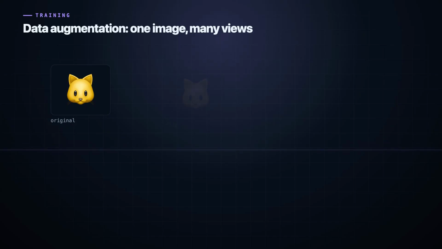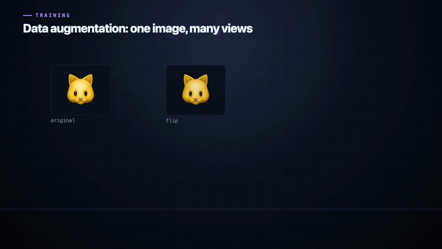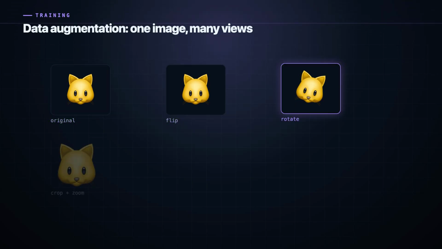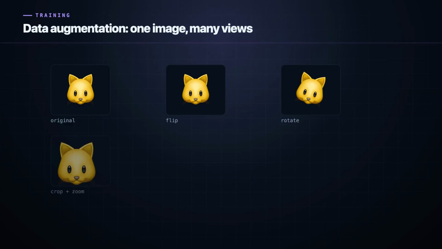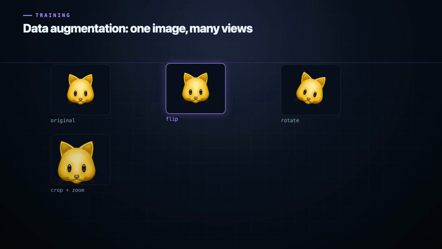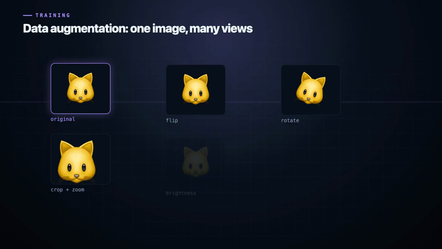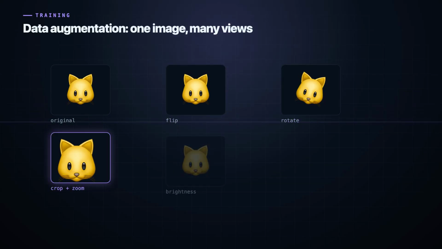The idea is simple. Take each training image and make many altered copies of it, all still clearly the same thing. Flip it left to right, a cat is still a cat. Rotate it a little, still a cat. Crop in and zoom, still a cat. Change the brightness as if the lighting were different, still a cat. Shift the colors slightly, still a cat. From one photo, we have manufactured half a dozen. And crucially, the label never changes.